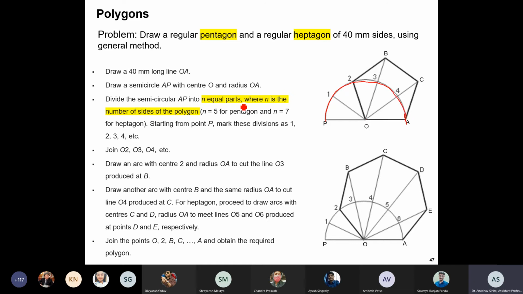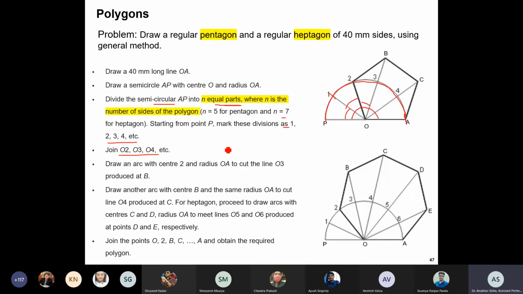Okay, and divide this into n equal parts, where n is the number of sides of the polygon. Mark this, divide this into 1, 2, 3, 4. You can do this using a protractor. You know this total angle is 180 degrees. Whatever the number of divisions you want, you make that angle accordingly. So make these angles using a protractor and make these lines.